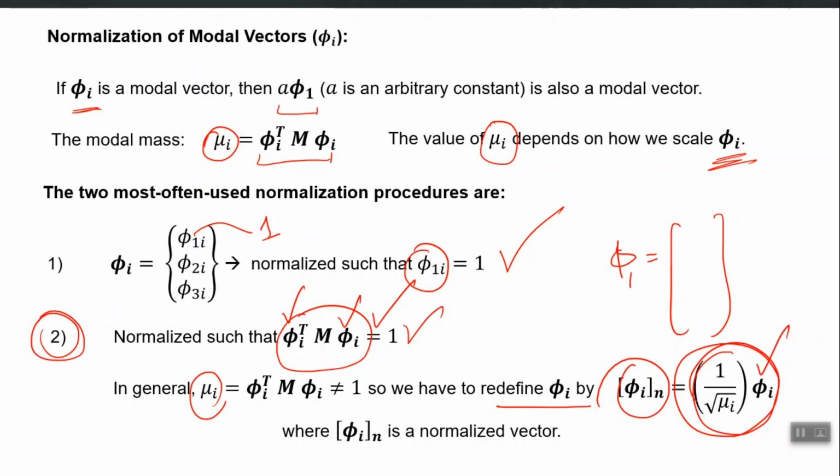So, actually you have to have one normalization scheme. One is that you can just fix the top number equal to 1, and the second commonly used normalization scheme is that you normalize mode shapes such that this product is equal to 1 for any ith mode. The shape will remain the same. The process of normalization will not affect shape, because the normalization is with a constant number. So, if phi I is a modal vector, some a times phi I is also a modal vector.